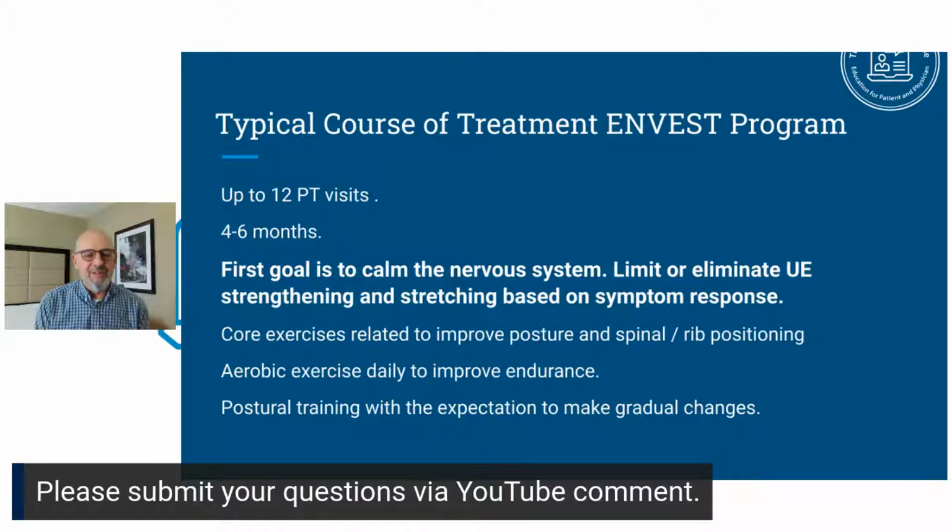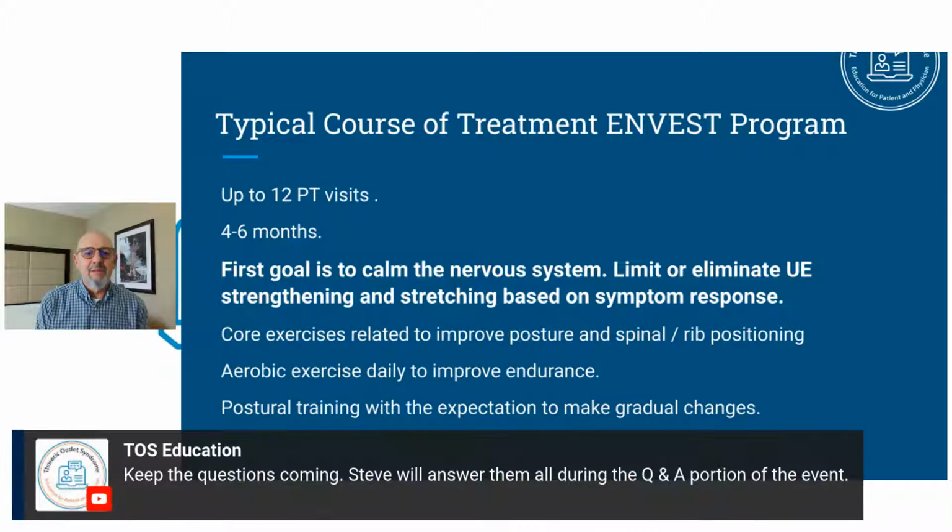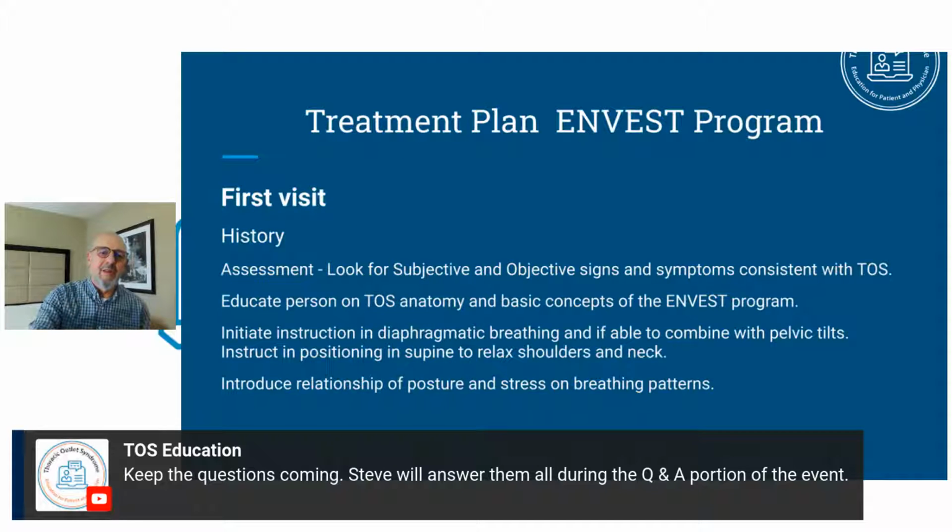We need aerobic exercise daily to help improve endurance. The other part is, if you're walking, you're not sitting. And we have to make postural training and changes to the body, but with the expectation of going slowly. If a person has a lot of stiffness in their thoracic spine, in their low back, we can't change that today or tomorrow. We have to calm things down first.